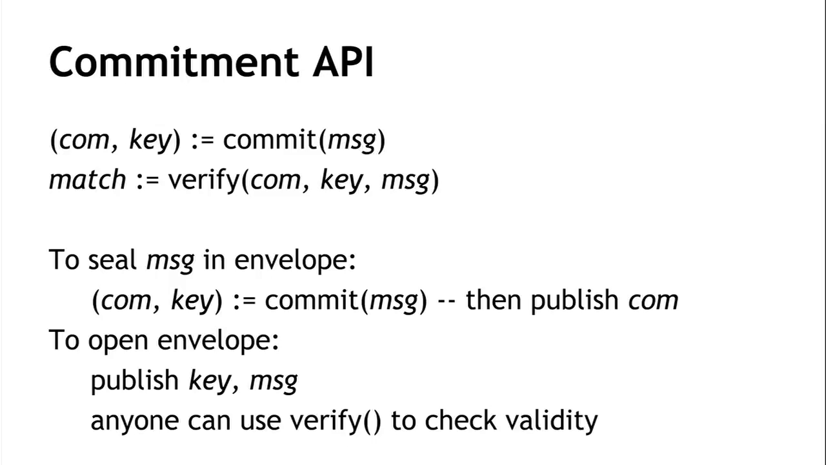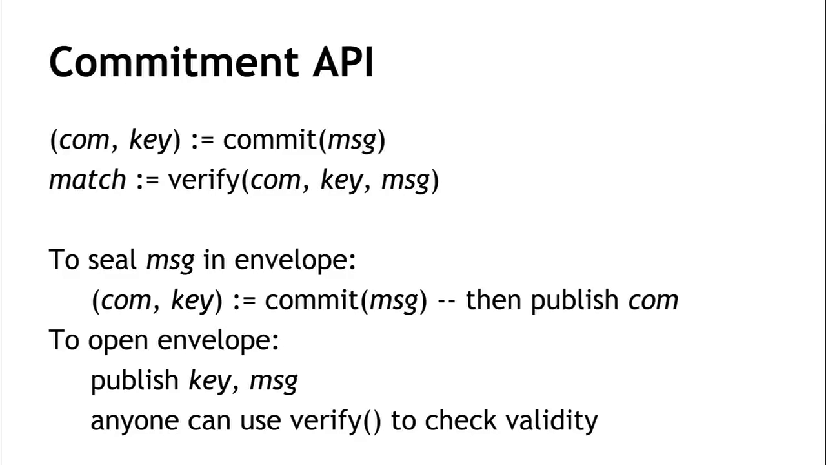Then later, you allow someone else to verify, given a commitment and given a key which you've told them in the meantime, and the message, they can verify that that commitment, key, and message really do go together, and this will return true or false. Okay, now to seal MSG in an envelope, what we do is we commit to the message, and that returns a commitment and a key, and then we publish the commitment. That's putting the envelope on the table.